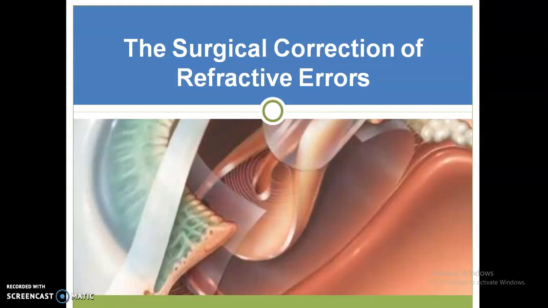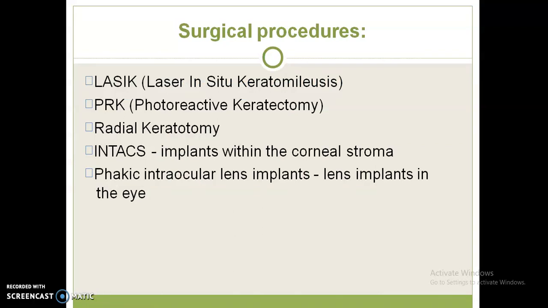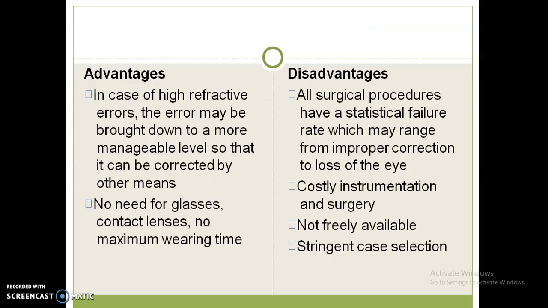Then the surgical correction of refractive errors; we already discussed two of them. LASIK, that is laser in situ keratomileusis, then PRK, that is photorefractive keratectomy, then radial keratotomy, then INTACs, that is implants within the corneal stroma, then phakic intraocular lens implants, or lens implants in the eye. These are the different surgical options. We have to discuss the INTACs and the phakic intraocular lens implants. All the others we already discussed.